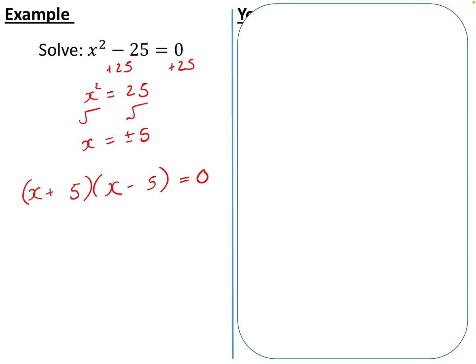This is still equal to 0, so at least one bracket must equal 0. Sorry. And now I get that x here is negative 5 and x here is positive 5. So you still get the same solutions whichever way you do it.